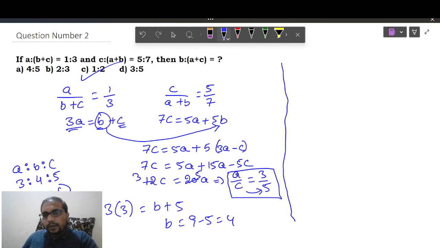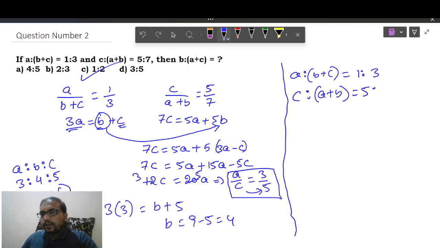But the problem is you don't have to solve it like this, because they will ask it for 1 mark. So you should reduce your calculations, right? A is to B plus C. The first ratio is how much given? 1:3. C is to A plus B. The second ratio is given as 5:7.